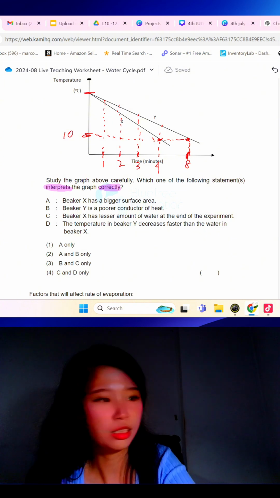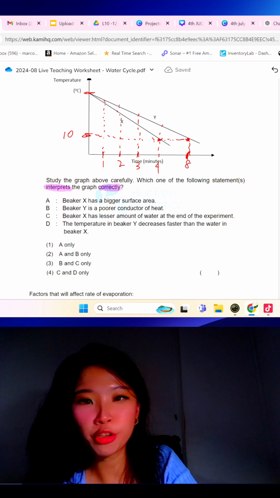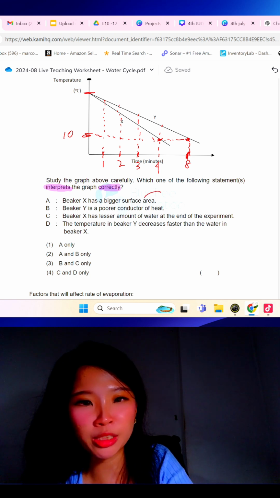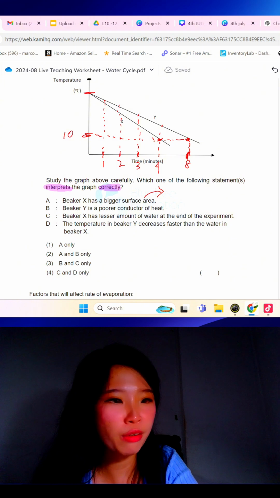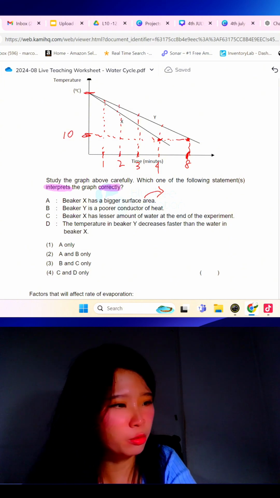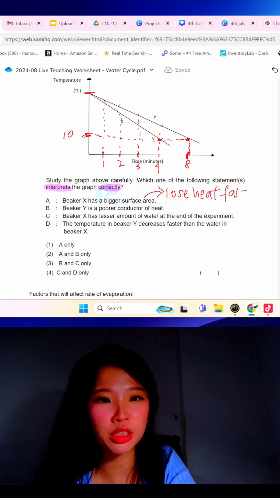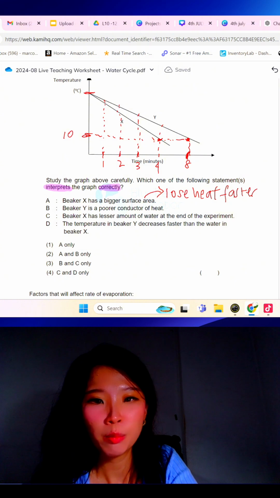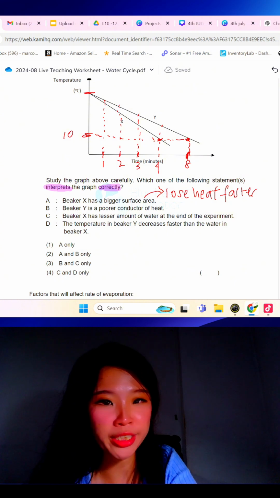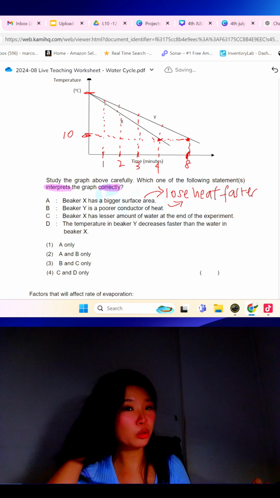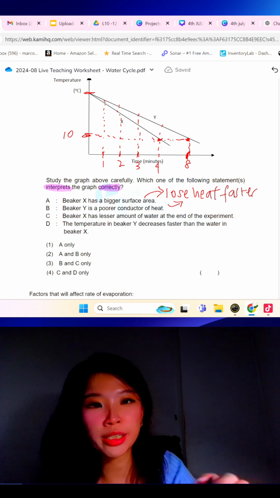So beaker X has a bigger surface. Bigger surface means what? You lose it faster, right? Lose it faster because of bigger surface area. Poorer conductor of heat means what? Lose heat slower, right?